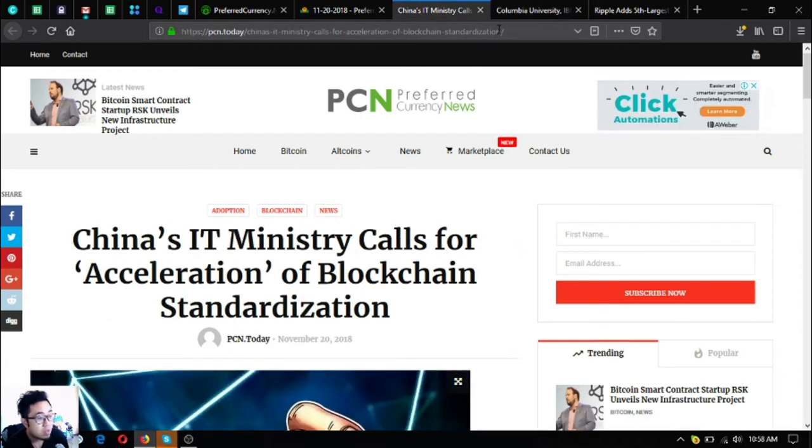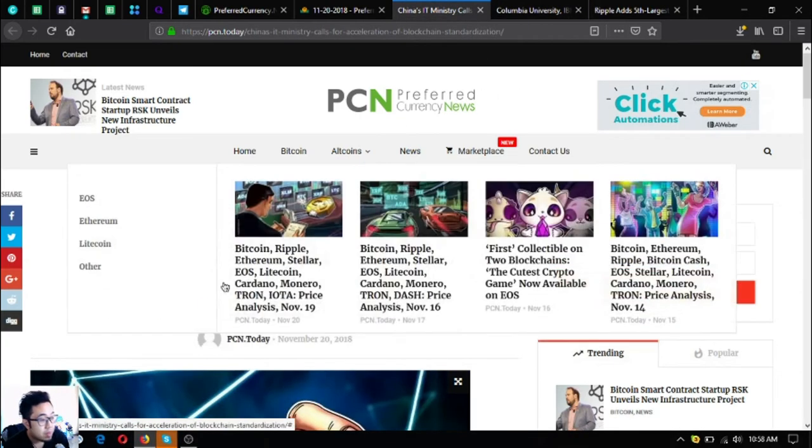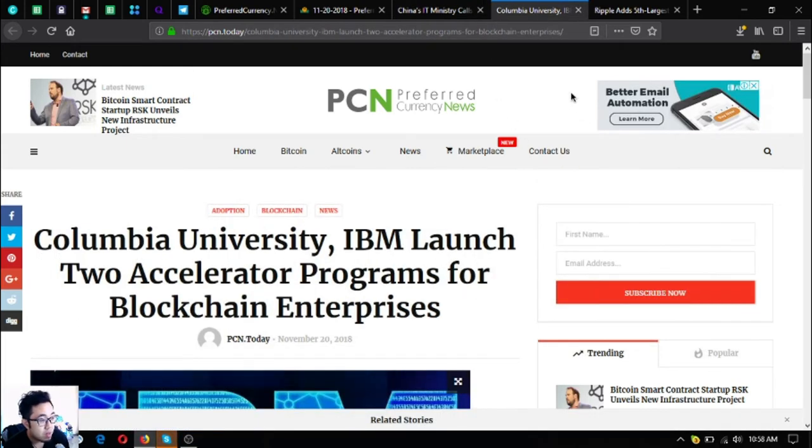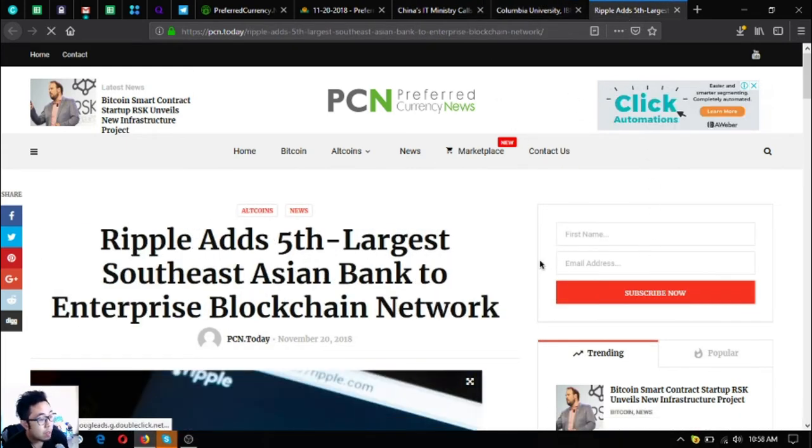So as you can see, first one is this one, the second one is this one. Okay, the third one is Ripple adds fifth largest Southeast Asian bank to enterprise blockchain network.